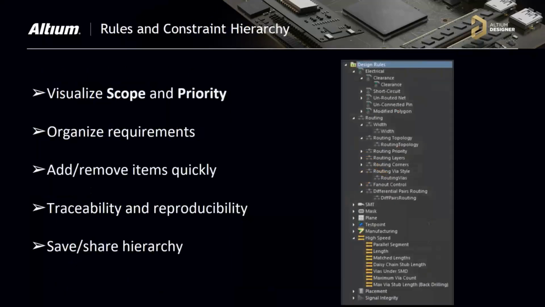And then the rules and constraints hierarchy. It is important, once you visualize the scope and prioritize, to make sure that you don't have conflicts. When you have this hierarchy, you can quickly add and remove items throughout the entire hierarchy, and there is the traceability and reproducibility that you mentioned earlier. You are able to save this and share it with your team. If you have a design tool, you can create and save with yourself, and among your different projects also you are able to share it. If you have different hierarchies, you can save them.